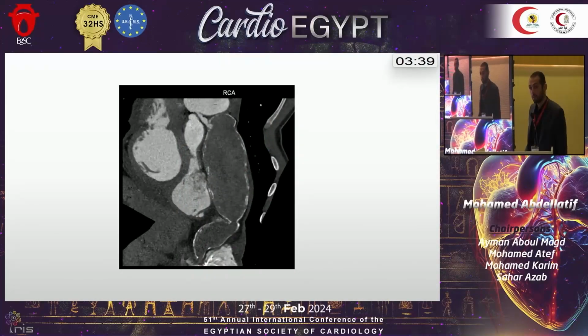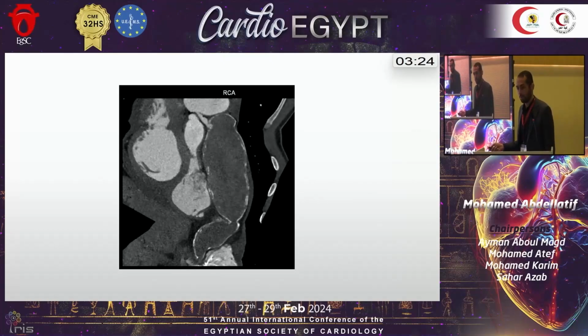And that's the RCA. First of all, it arises from the left coronary cusp. That's why we couldn't visualize it. And we have identified a huge aneurysm in which there is a thrombus within the aneurysm. And that's why the patient presented with an inferior myocardial infarction. This is amazing.